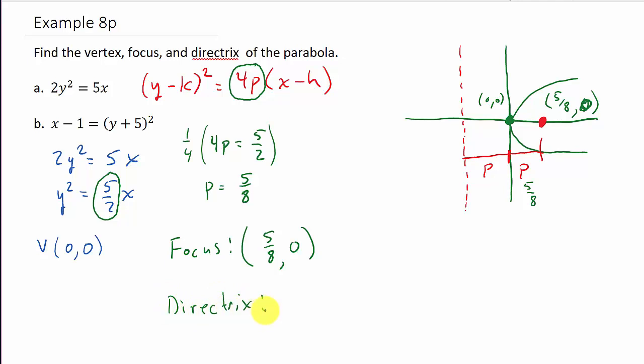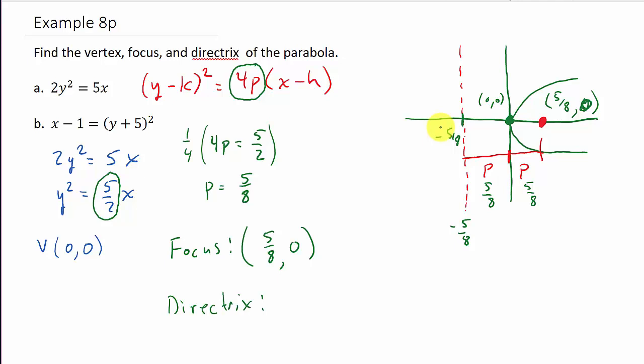Okay, so let's get the directrix. Well, that's this line here. What's the distance from here to here? Well, that's 5/8. But notice this is the point 0, 0. I'm going to the left 5/8. So this is actually a y value of negative 5/8. Well, let's not write it like that, that might get confusing. So this mark here is negative 5/8 on the x-axis.